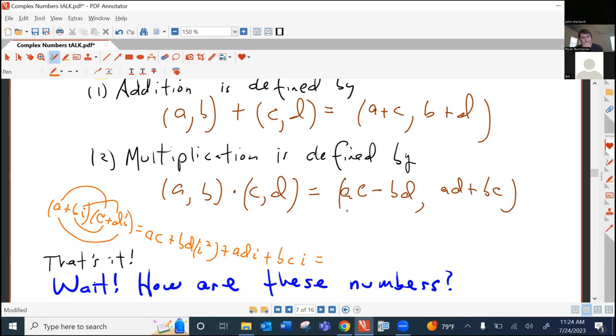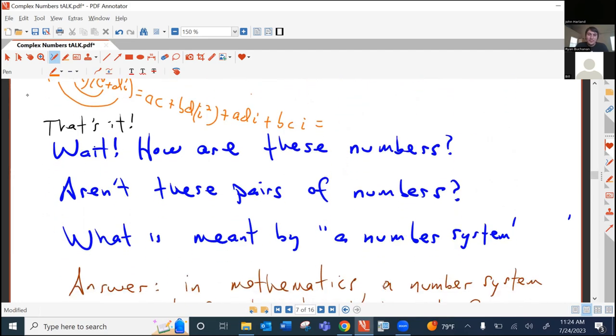But basically, what you've shown is that this makes sense. My stylus is taking a vacation. You have AC minus BD for the real part, and you have AD plus BC for the imaginary part. And I know you have a lot more to say, so hopefully there'll be a part two. Is that right? There is a part two.